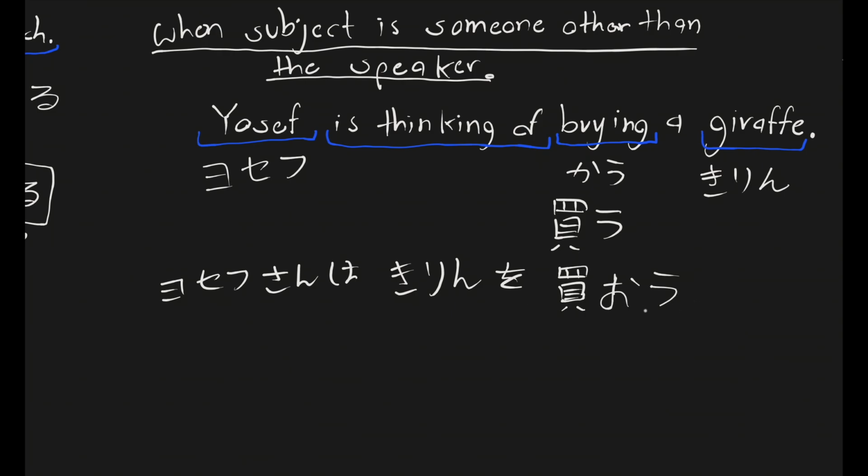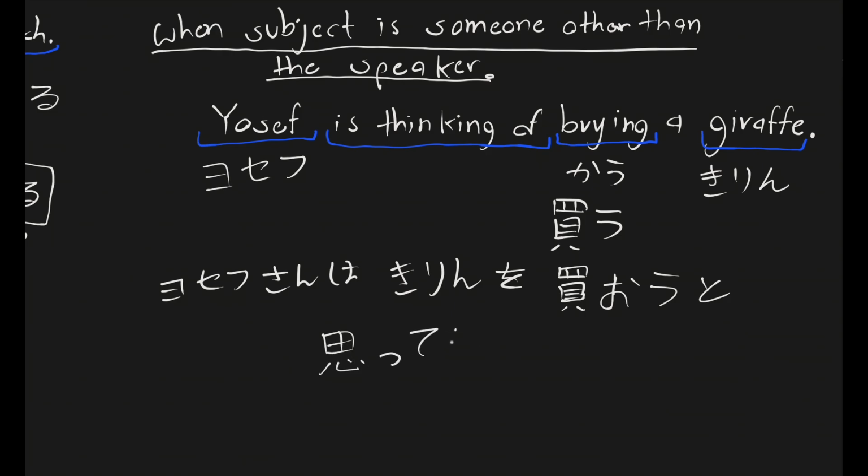So now we have the volitional form of to buy. So we have Yosef-san wa kirin o kao to. And remember, there's only one ending that you use when you're talking about something or someone other than the speaker. When someone else is talking about themselves, or I'm talking about myself, there's a difference between what I or they will use. When we're talking about someone else and their thoughts, we only use one ending. So when the subject is someone other than the speaker, we use to omotteimasu.